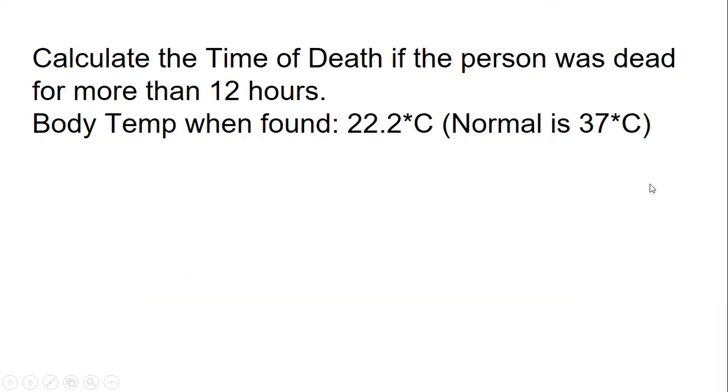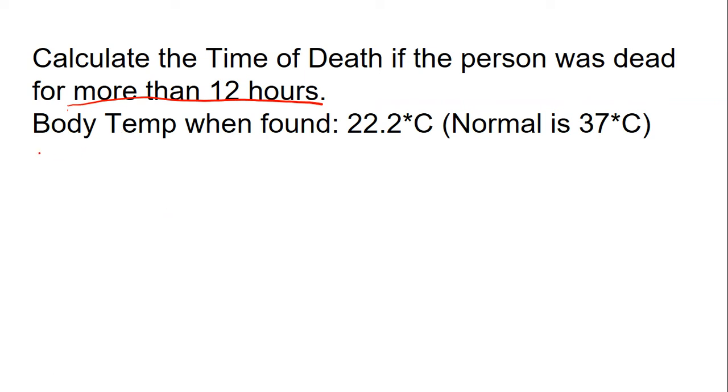All right, so let's look at a problem where someone was dead for more than 12 hours. This one gets a little bit more complicated because the body is still going to cool at that 0.78 degrees Celsius per hour if it was during the first 12 hours. And then it's going to cool at that slower rate for any additional hour after that.